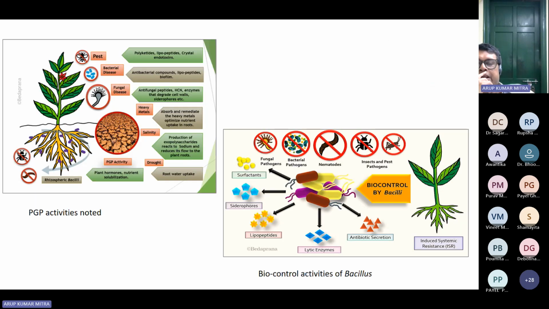So as I was telling, these PGP activities which we found were basically in the form of, just one moment.